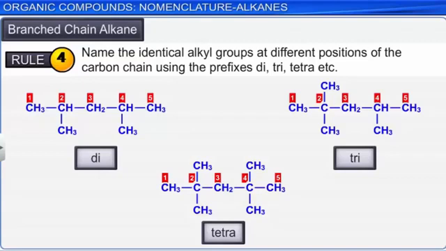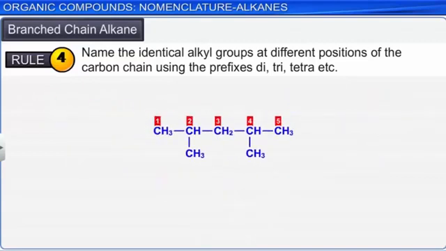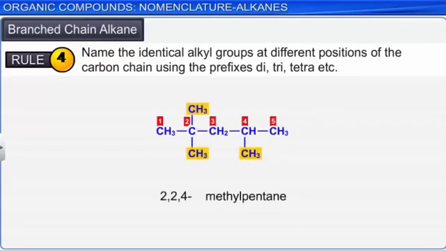For example, while naming the following compound that has 2 methyl substituents at 2 and 4 positions, the prefix di is used. Hence, the name of the compound is 2,4-dimethylpentane. Similarly, the prefix tri is used while naming the following compound. Hence, the name of this compound is 2,2,4-trimethylpentane. The position numbers of the substituents are separated by commas.